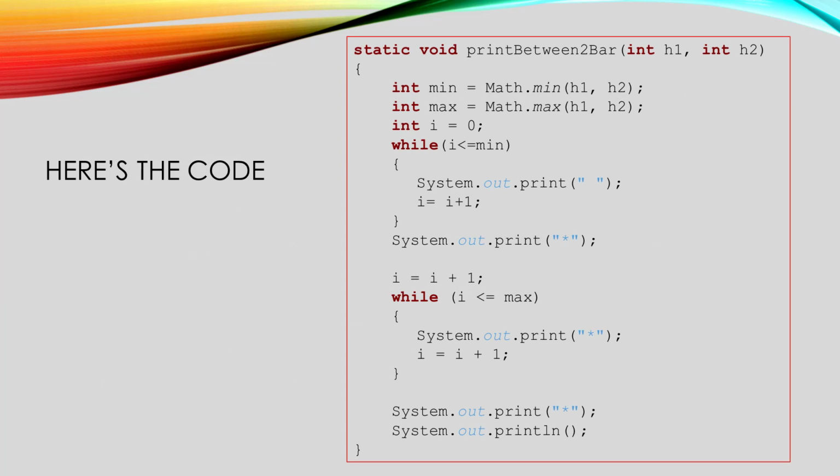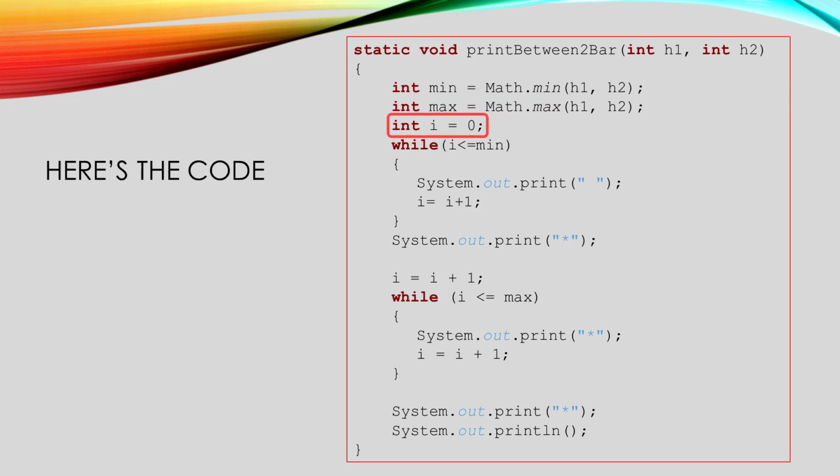Here is the declaration of our method. Notice its return type is void because it doesn't give back any information. It has two integer parameters that are the two heights of the functions. In order to figure out which is smaller and which is larger, we use the methods Java gives us. Math.min takes two arguments and evaluates to the smaller one, while Math.max takes two arguments and returns the larger one. So our variables min and max will hold the smaller height and the larger height respectively.